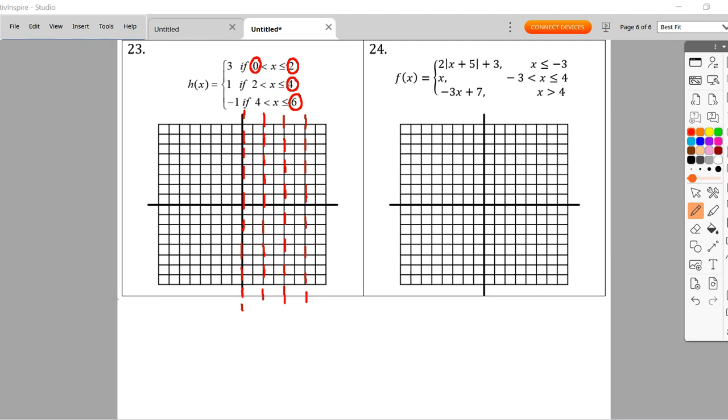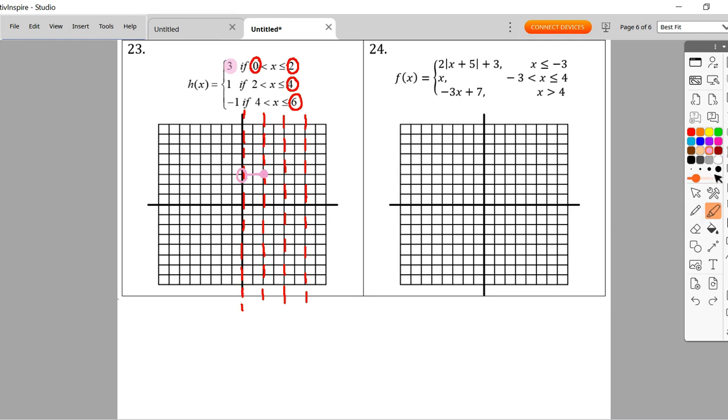Okay, so each one of these is going to be a horizontal line. So the first one here, I'll highlight in pink and graph in pink. I'm going to have a horizontal line at 3. Specifically, that horizontal line is going to happen between 0 and 2. Since there's no line with 0, I'm going to have an open circle, but then a filled circle on the right side since I do have a line with 2.